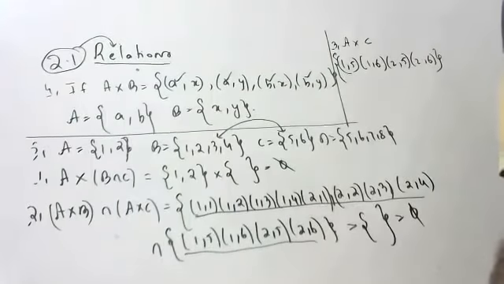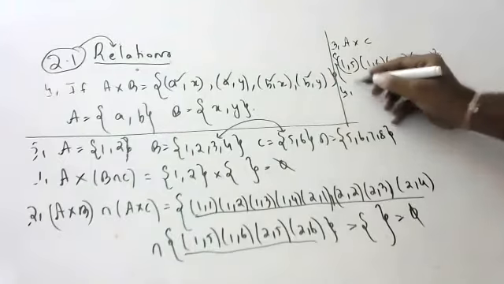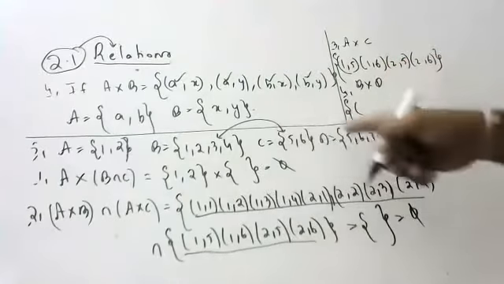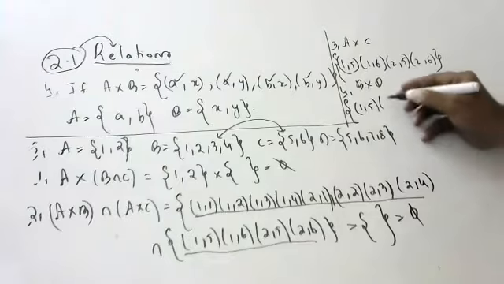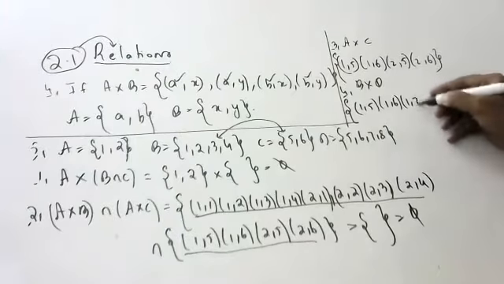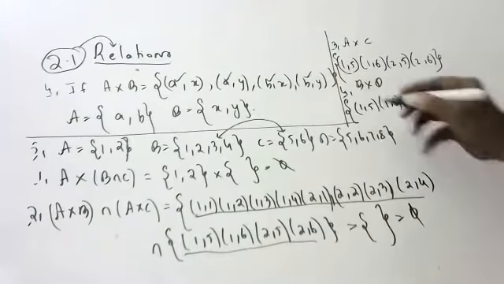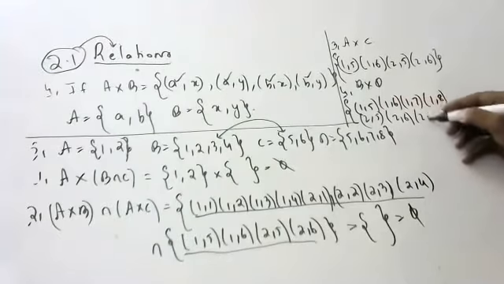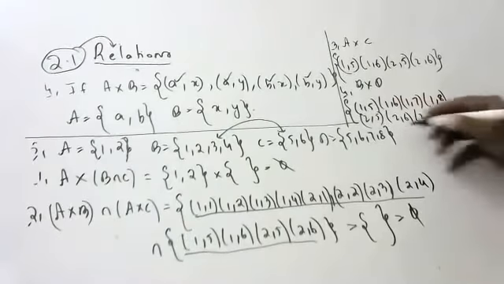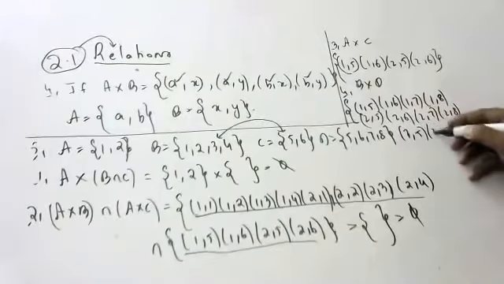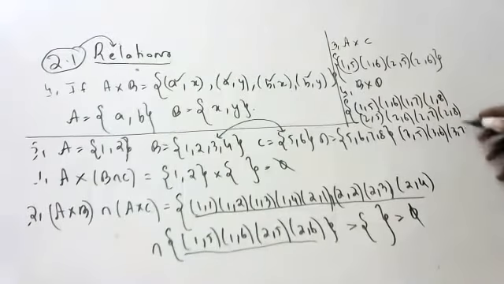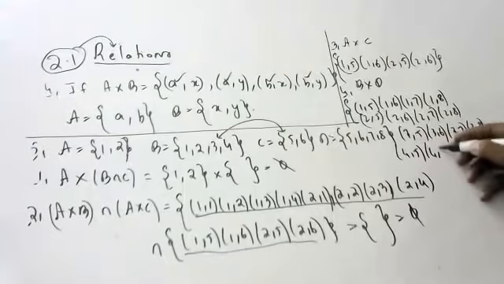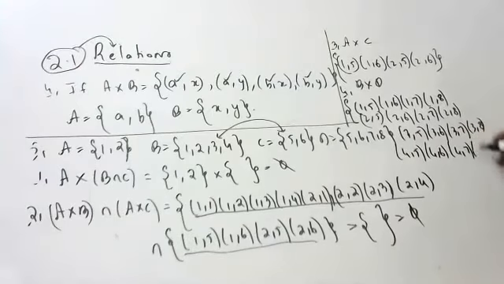He's saying find B cross D, children. B cross D. 1 5, 1 6, 1 7, 1 8. Next, 2 5, 2 6, 2 7, 2 8. Next, 3 5, 3 6, 3 7, 3 8. Next, 4 5, 4 6, 4 7, 4 8.